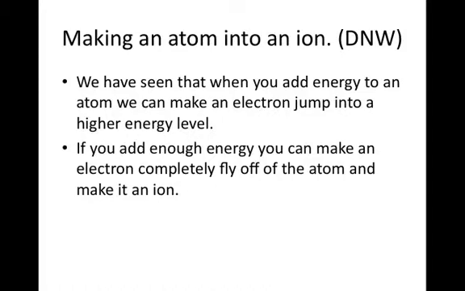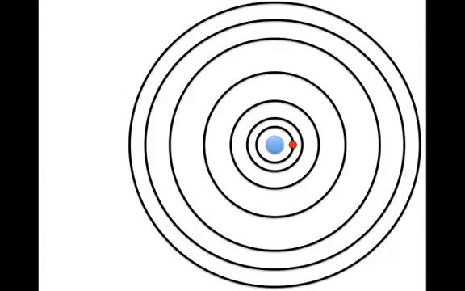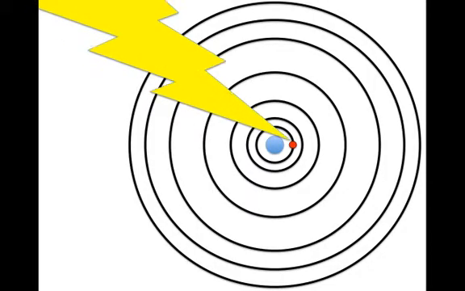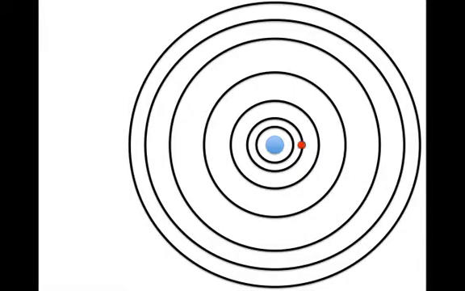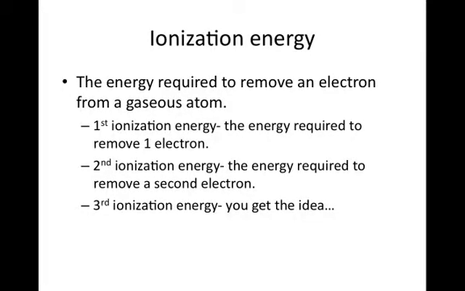Now the thing is, in the same way that if the person jumps with enough force to jump outside of the gravitational pull of the earth, you can add enough energy. If you add enough energy, you can make an electron completely fly off the atom and make that atom into an ion. So, if I were to add a huge amount of energy, I could make that electron completely fly off the atom, turning it into an ion. This is the ionization energy, the energy required to remove an electron from a gaseous atom.